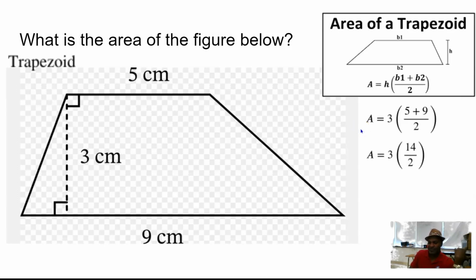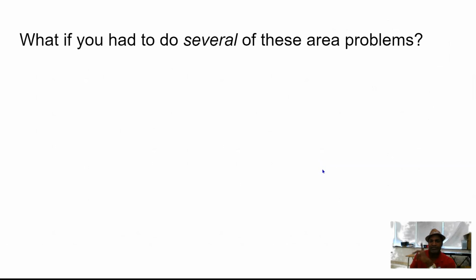And of course, 5 plus 9 is 14. 14 divided by 2 is 7. 3 times 7 is 21. So that's okay if you have one problem. But what if you had to do several of these problems?